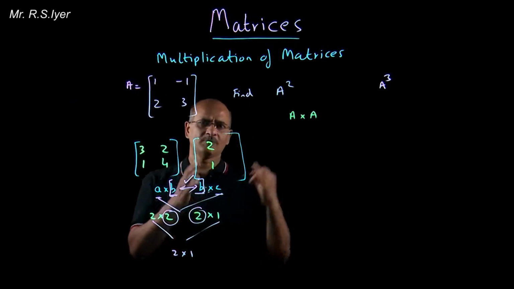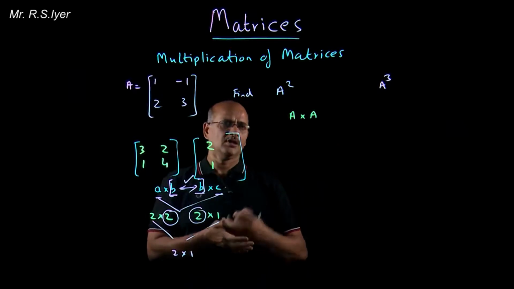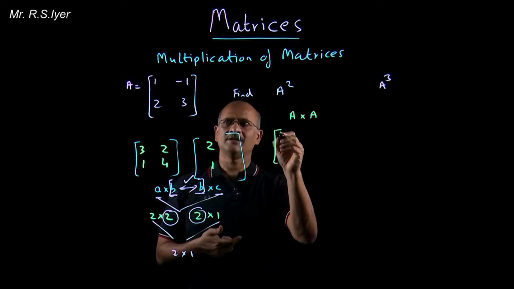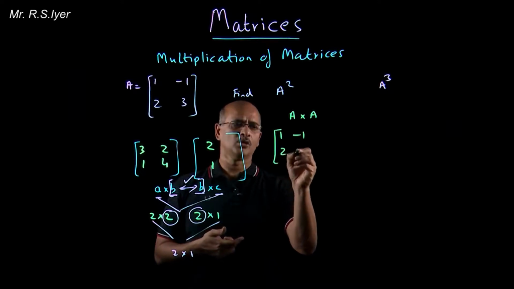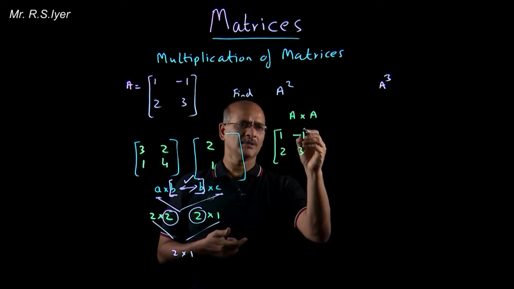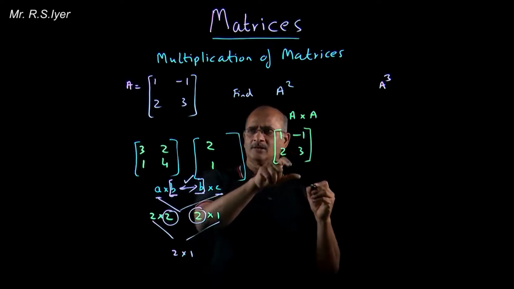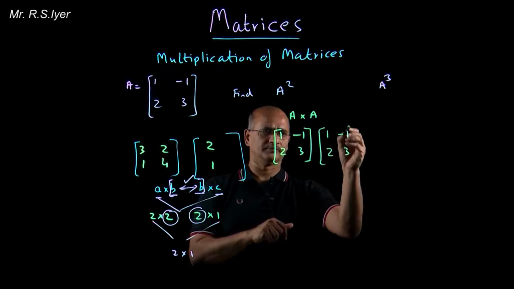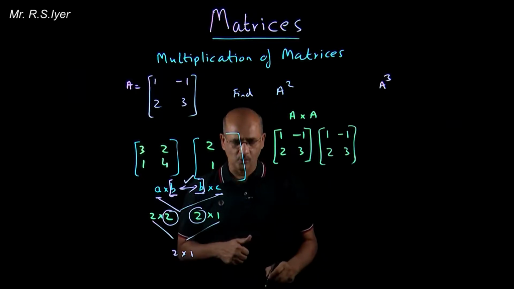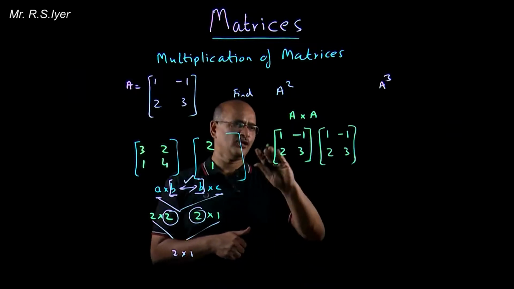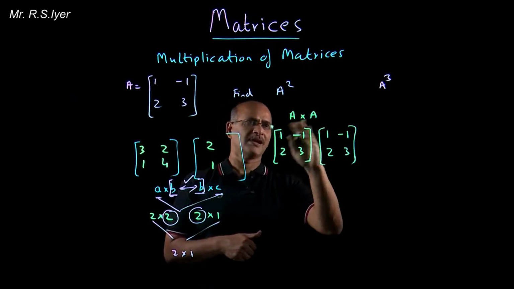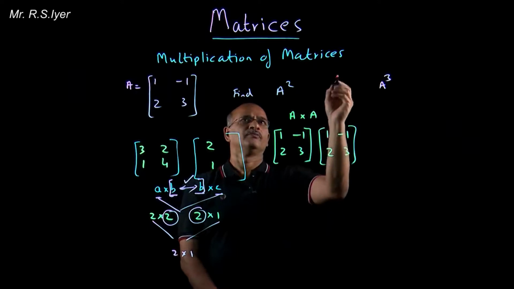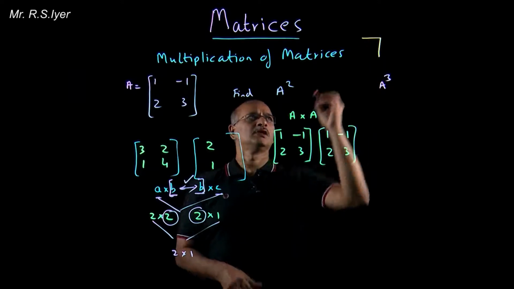Now let us talk about multiplication of two matrices. The order is 2 by 2, so I have no issue. I will just write the matrix 1, minus 1, 2, 3. Similarly, the second matrix is also 1, minus 1, 2, 3. Now whenever you are multiplying a matrix by another matrix, remember this fundamental rule.